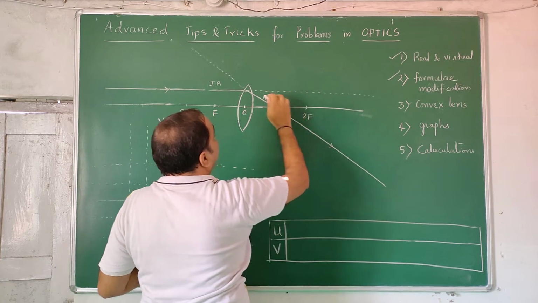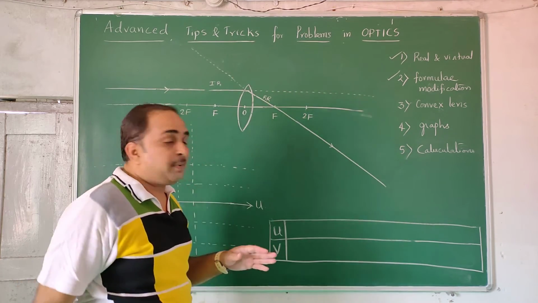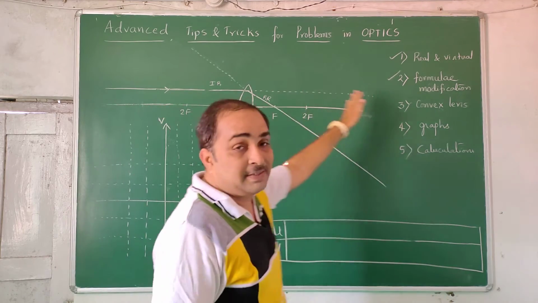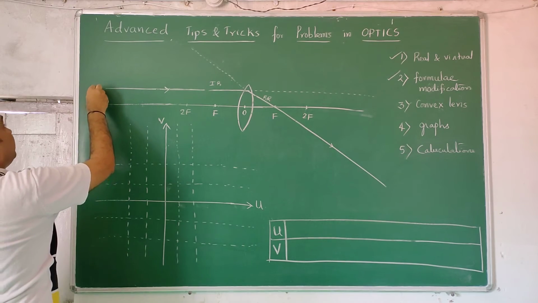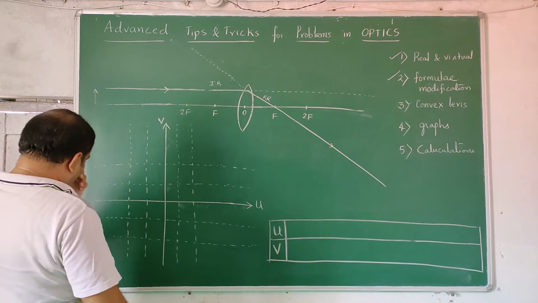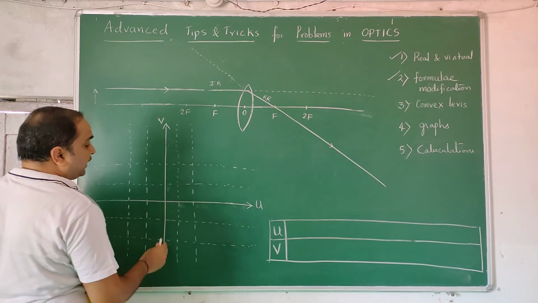This ray I also extended, because the object can be anywhere from minus infinity to 0 to plus infinity. I am taking everything into account. Let us take the object to be at negative infinity. Now we have a graph.